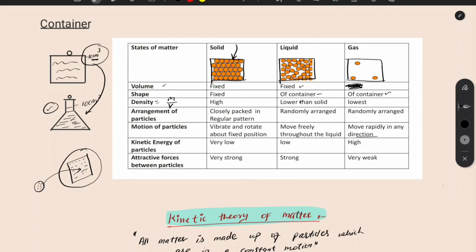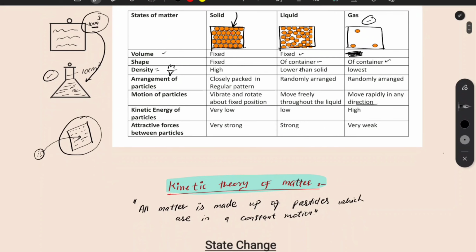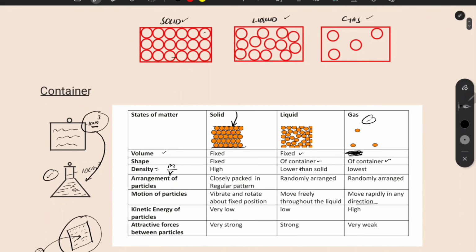So it means that the density is becoming low, and as you can see, for gases their density is much lesser than these two states. Now the arrangement of particles: how particles are arranged, as you can see in these diagrams. Particles in solids are closely packed in a regular pattern.